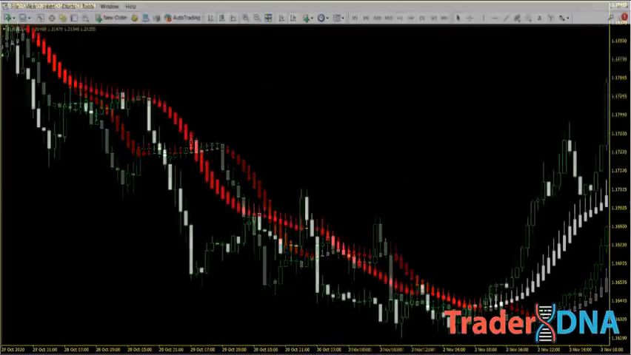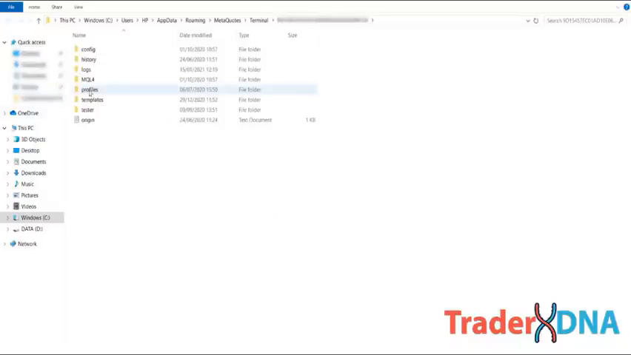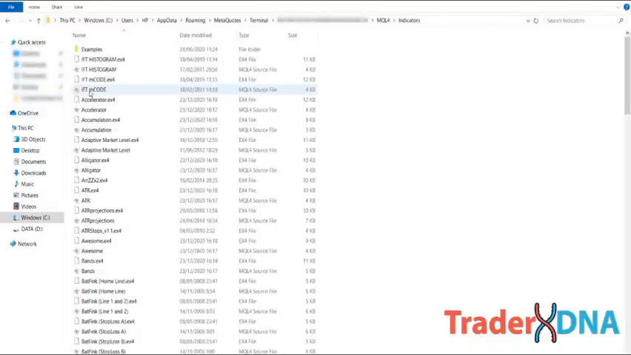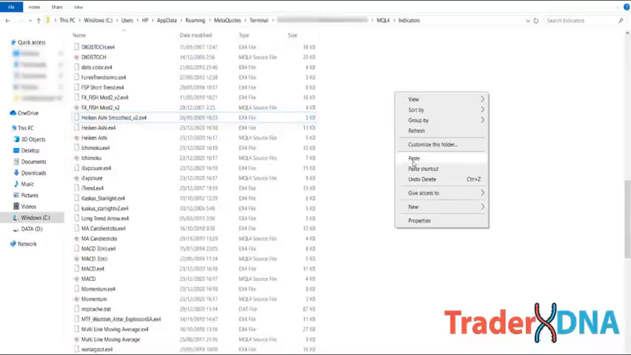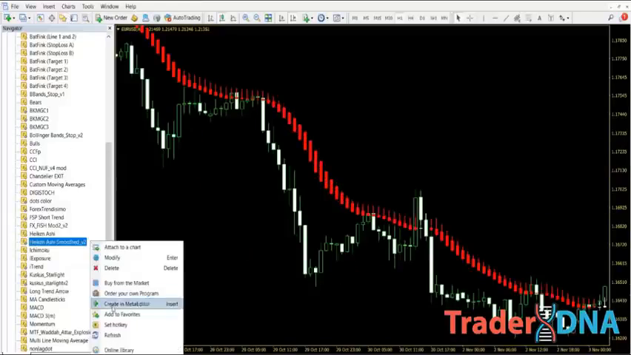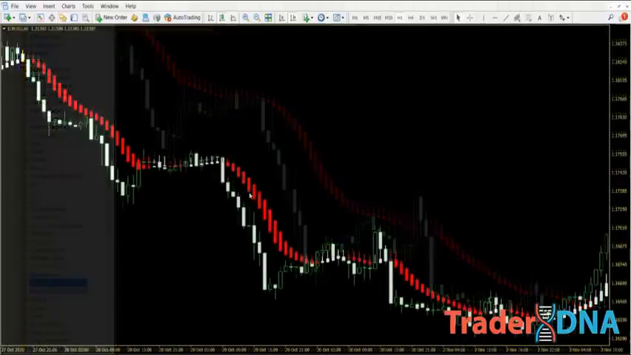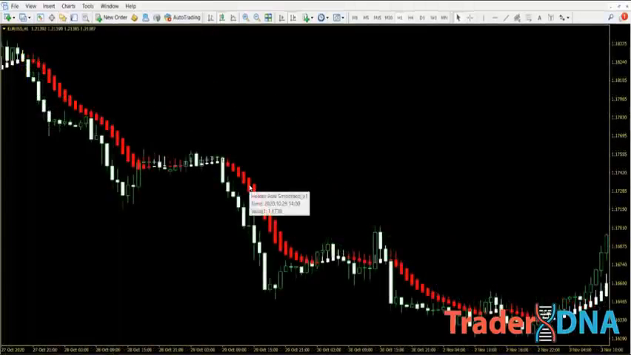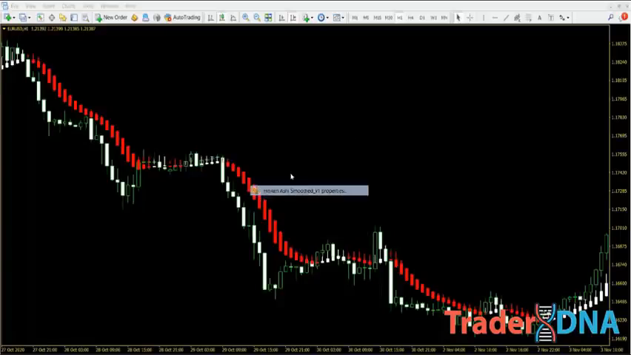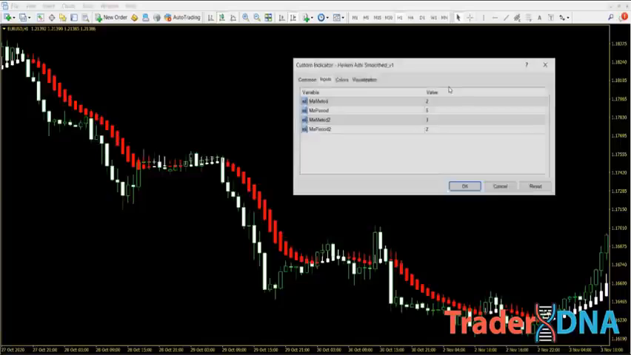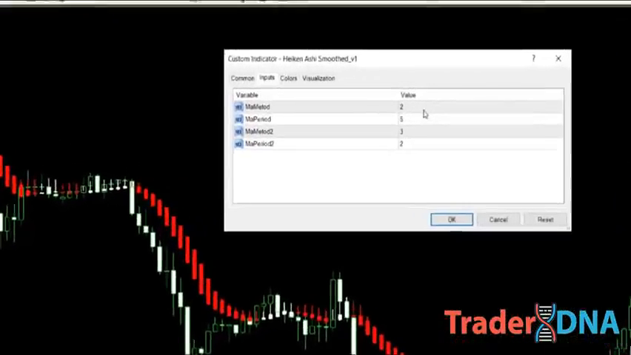The Heiken Ashi smoothed indicator can be installed as you would install any regular indicator. Once you move the file into your MQL indicators folder, you can refresh your list of indicators so that the trading platform picks up this new indicator. The settings for the smoothed Heiken Ashi indicator are very simple. Depending on your trading style, scalping, day trading or swing trading, you can change the value of the indicator to suit your trading needs. Here are several settings you could try.